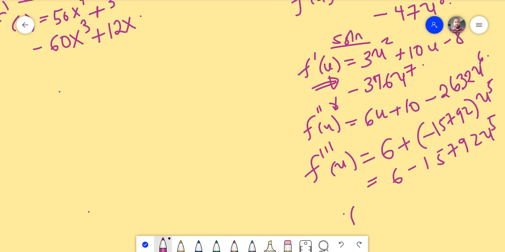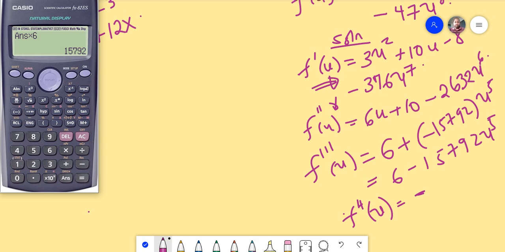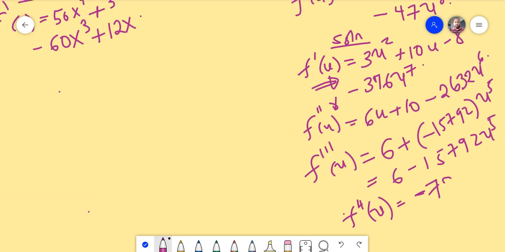Then the fourth derivative, so f raised to power 4 of u will be, this constant term will disappear and then we'll remain with the subtraction sign. So it will be minus. So you drop this power and multiply by this one, so it will be this answer times 5 now, which is 78,960. And that is the answer for the fourth derivative for that question. So I hope you got it.